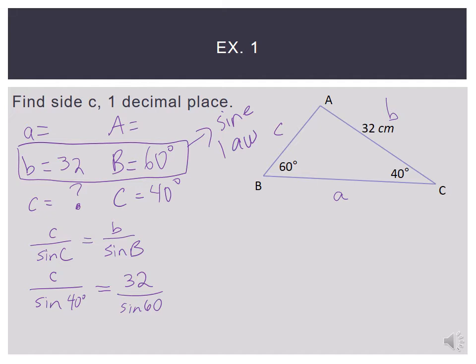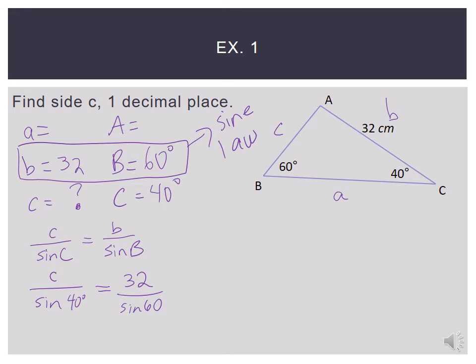Don't forget about the sines in the bottom, like to actually write sin in the bottom. It's called sine law for a reason. It's supposed to have sine in it. Oftentimes the sine is forgotten, and people will just put c over 40 and 32 over 60. And unfortunately, that's not going to give you the right answer. Now the next step to solve for this, I want to get c by itself.